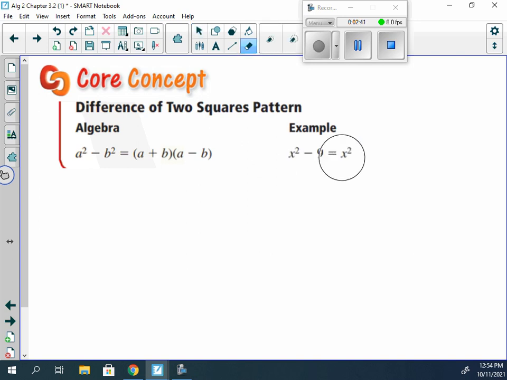Well, if we look at an example of it, x squared minus 9 would be a difference of perfect squares. x squared would be x times x. 9 is a perfect square. It would be 3 times 3. So we could set it up as x squared minus 3 squared. And it ends up factoring as x plus 3 times x minus 3. So if we notice, the two terms in both parentheses are the exact same. We have x and 3. The sign in the middle changes. And that's it.